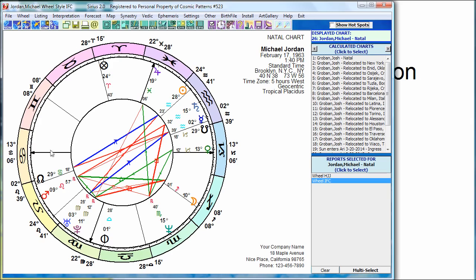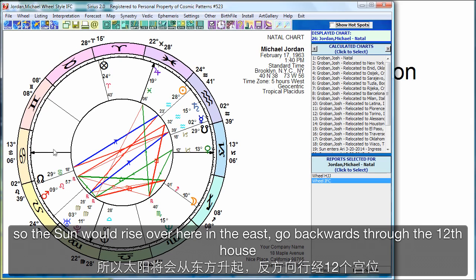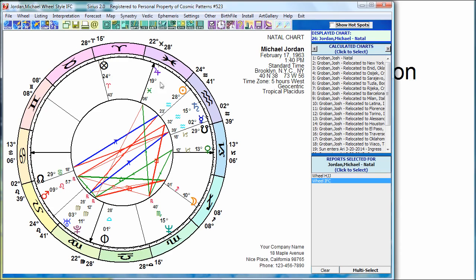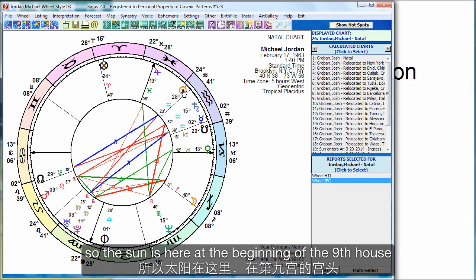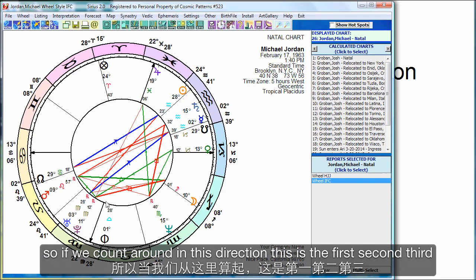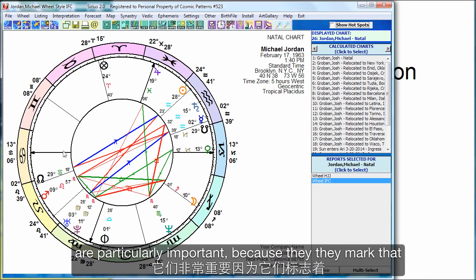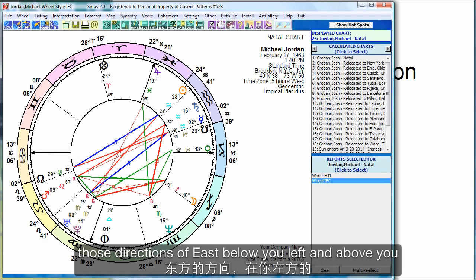So the sun would rise over here in the east, go backwards through the 12th house, going backwards 12, 11, 10, 9. So the sun is here at the beginning of the 9th house. So if we count around in this direction, this is the first, second, third. There's a bolder line here because these cusps here, 1, 4, 7, and 10, are particularly important because they mark those directions of east, below you, west, and above you.